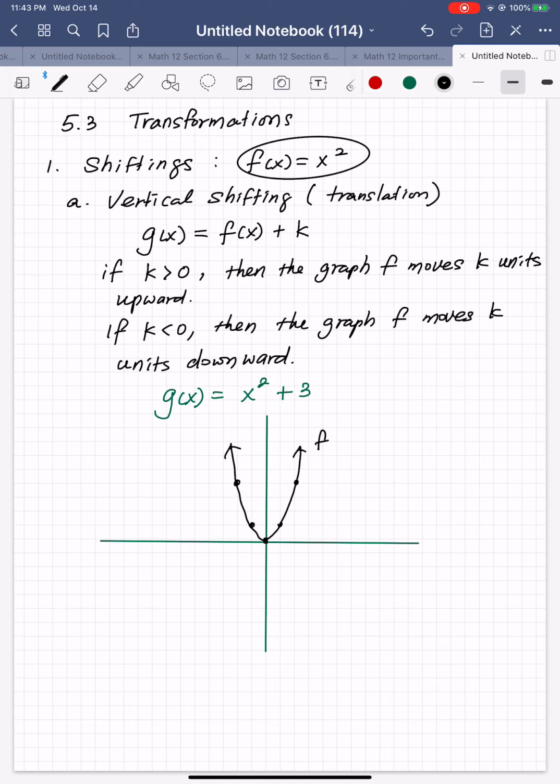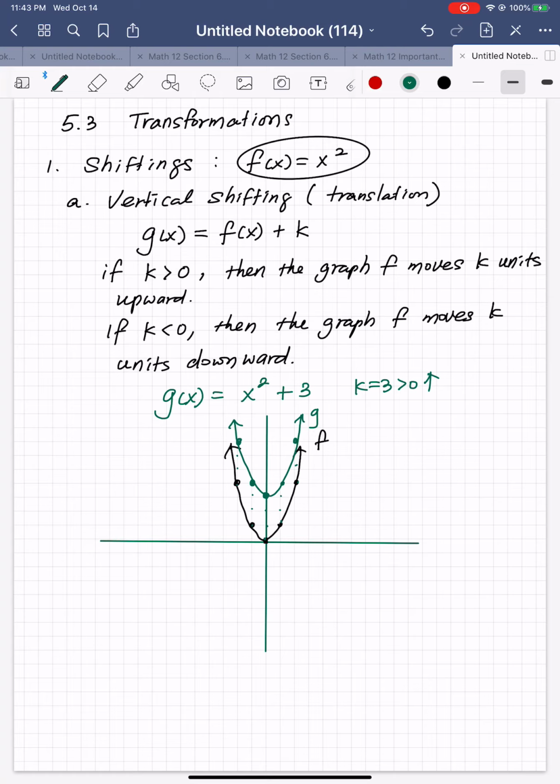Now, graphing the g functions, since the k is 3, which is positive, we're going up 3. So all the points, we're going to move up 3. From this point, 1, 2, 3. From this point, 1, 2, 3. And so on for each point. So this is the graph that moves 3 units up, which is the g function.